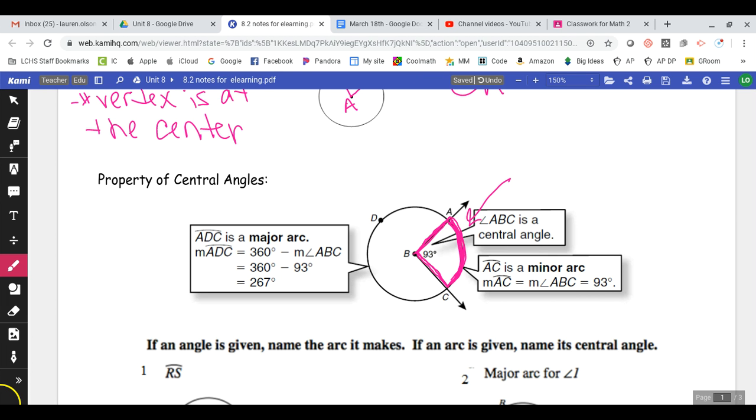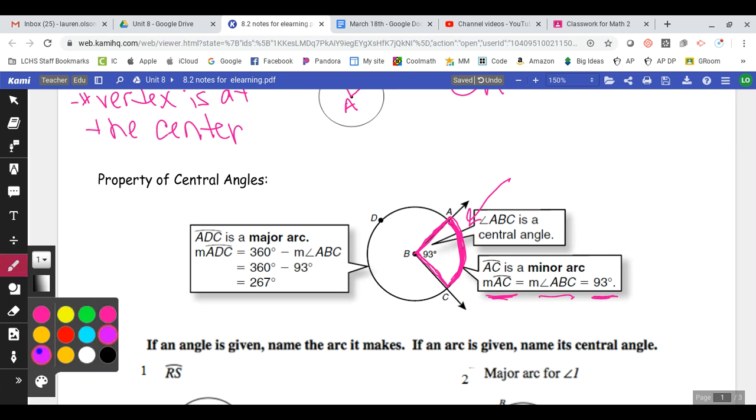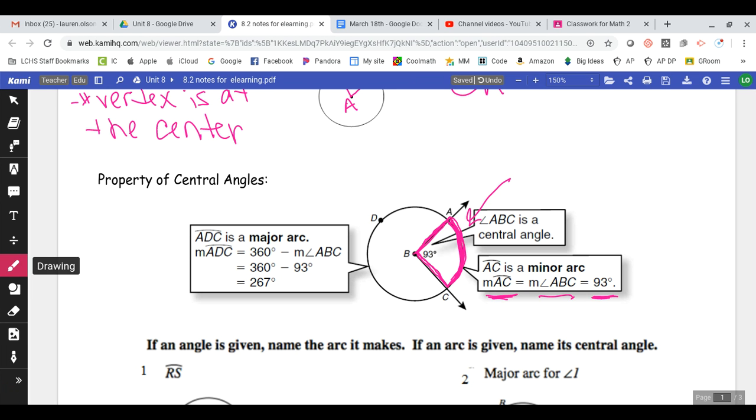So we would say, it says right here, the measure of arc AC, from A to C, named with 2 letters, meaning it is a minor arc, and it goes the shortest distance between A and C. So the measure of that arc is equal to the measure of angle BAC, and those things are both equal to 93 degrees.